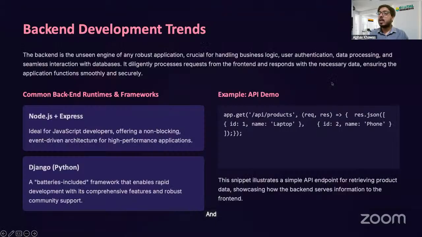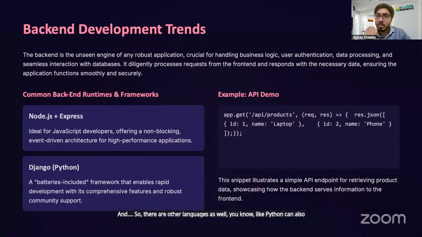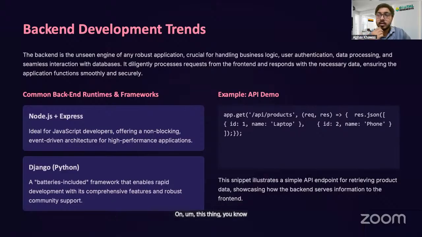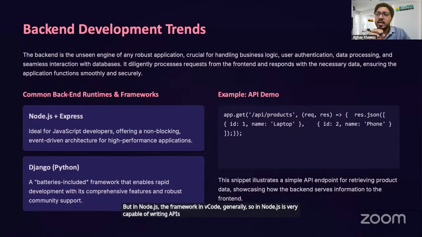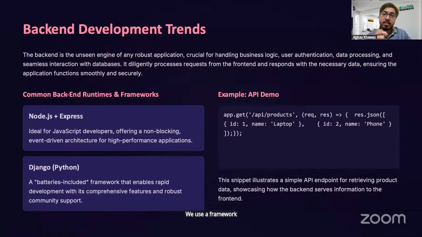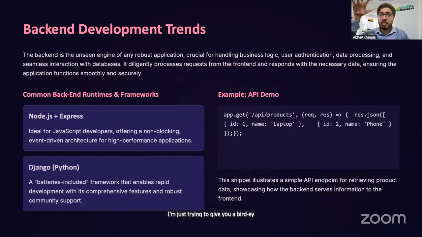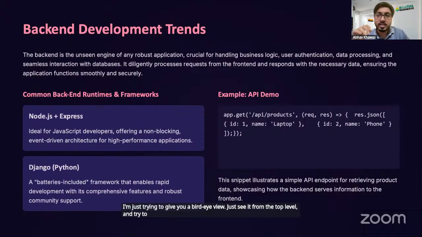There are other languages as well, like Python, that can also code backends. But in Node.js, Node.js is very capable of writing APIs, but we generally do not write APIs directly in Node.js. We use a framework called Express to write Node.js APIs. Do not worry about what Express is; you will come to know about it. I'm just trying to give you a bird's eye view. Just see it from the top level and try to understand what it is.